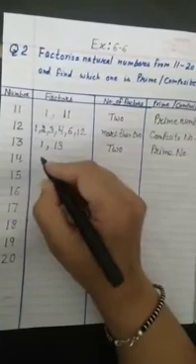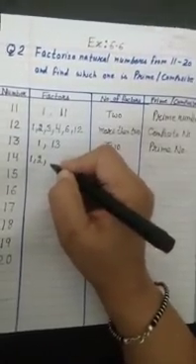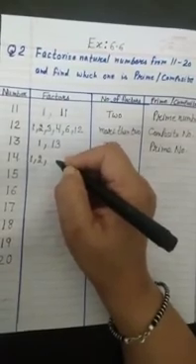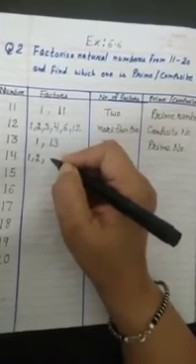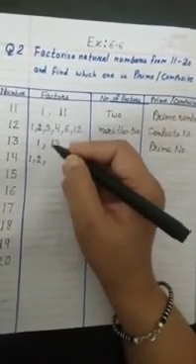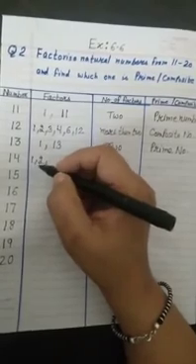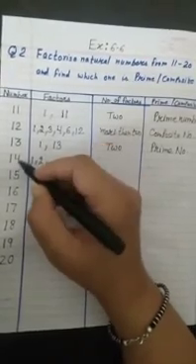Next we have 14. 14 will come on the table of 1, then 2 sevens are 14. Then on the table of 3 it will not come. Then on the table of 4 also it will not come. Then on the table of 5 it will not come. You can use the divisibility test also to find the numbers on whose table it may come. Like it ends with 4, so it will not come on the table of 5.